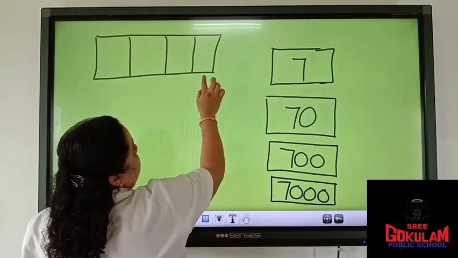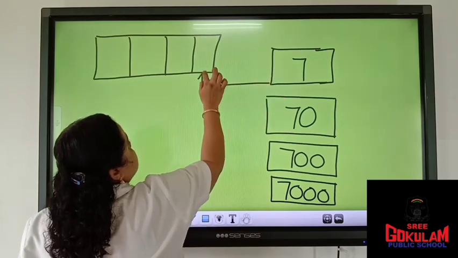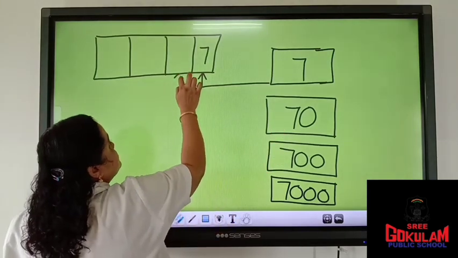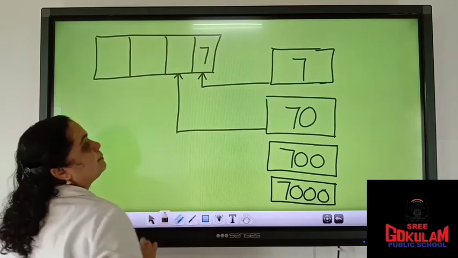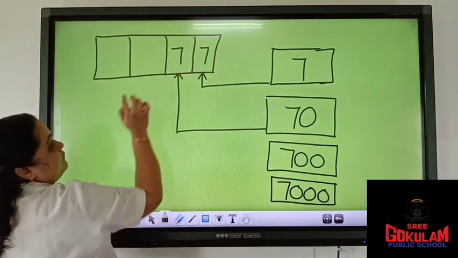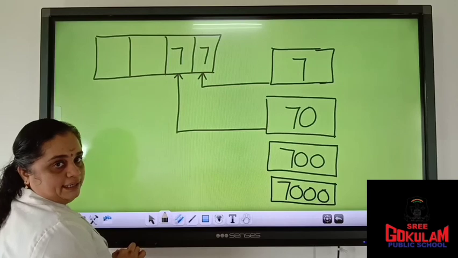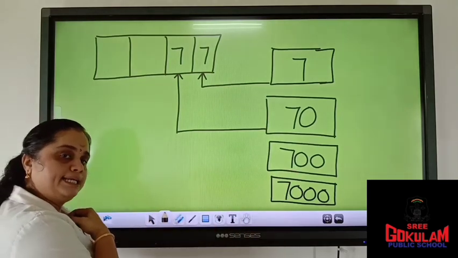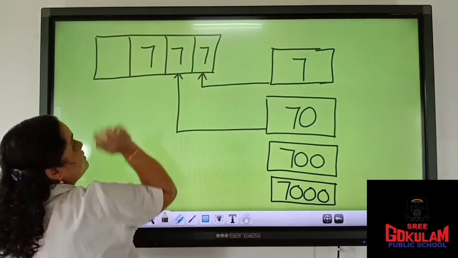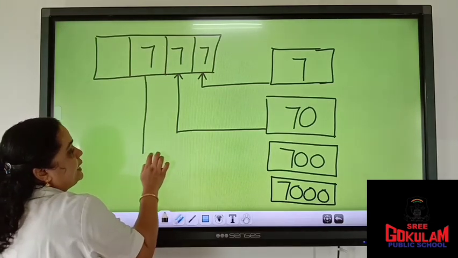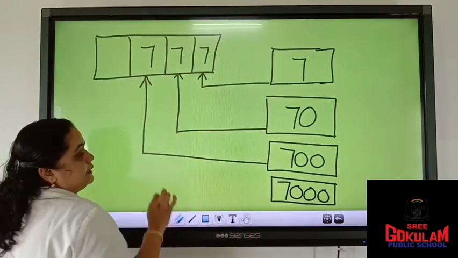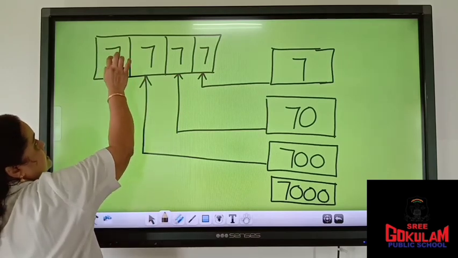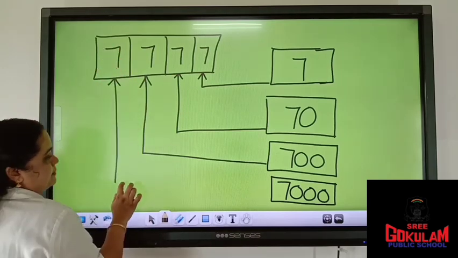Okay, so here is 7. That means in the ones place it is 7. Now 70. So again 7 in its tens place, isn't it? Now we have the number 700. That is the position of the number in its hundreds place. So the number is 7 here. And finally we have the number in its thousands place, 7,000. So we will write it here because this represents the thousands place.